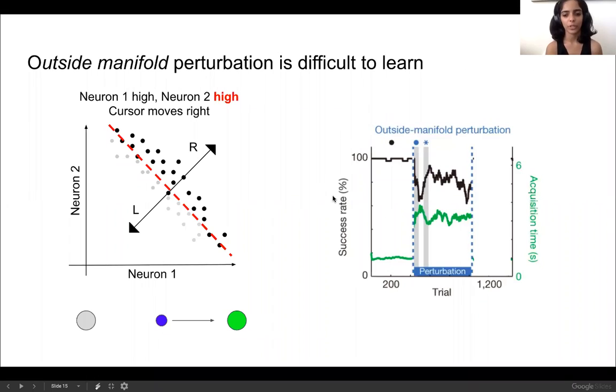Okay, so now let's see what happens when you do this. As predicted, when you do an outside manifold perturbation, and that's what's shown here in this blue part, the performance of the animal drops. So this is similar to the within manifold perturbation, right? The performance drops, but then it stays low for quite a long time. So here they did 1,000 trials during which the monkey was not able to recover back to the 100% performance that it had originally. And the acquisition time also stays at something like 3 seconds and it doesn't go anywhere below what it was. So the result is that with an outside manifold perturbation, when you try to make the neural activity go in a direction which it does not naturally go, this is more difficult for the monkey to learn.